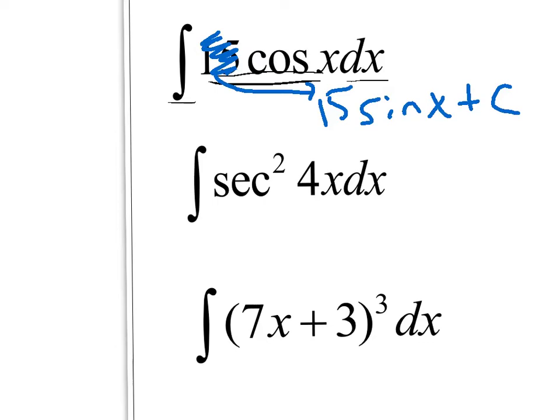The antiderivative of secant squared of 4x, remember, that must have started with tangent of something. In this case, it's the tangent of 4x. I'll leave the inside function alone. Then I have to divide by the derivative of the inside, so times 1/4 plus c.